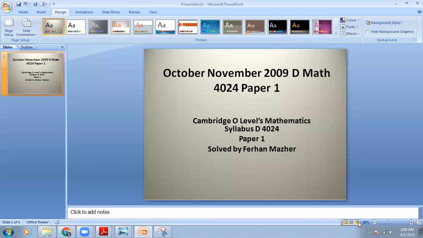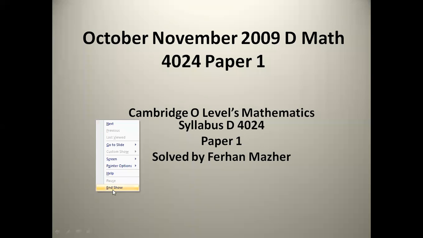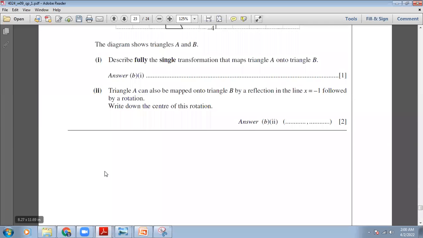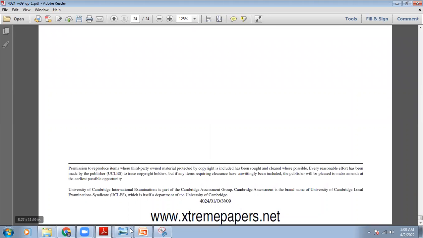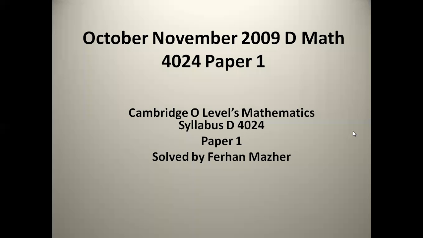So my dear students, we are done with this paper. Today we have solved October-November 2009, paper 1. The subject we are studying is GMaths 4024. This is Cambridge O-Levels Mathematics, syllabus D, and we have solved paper 1. And I have tried my best to explain the concept of how things are done. So I hope that you will have understood this paper.